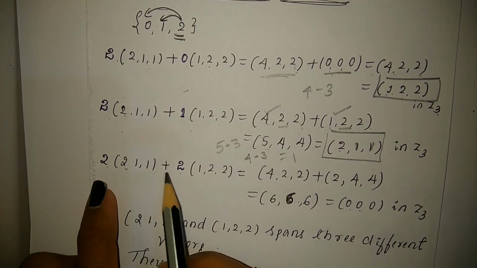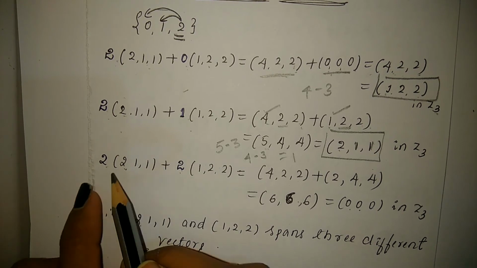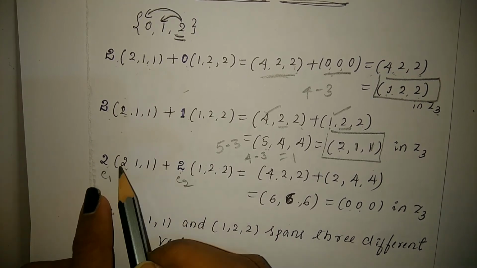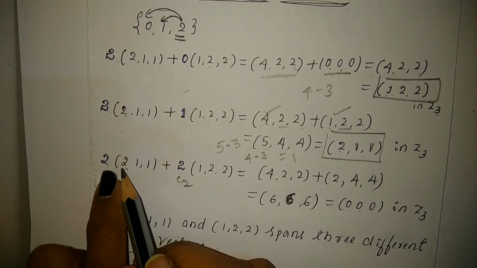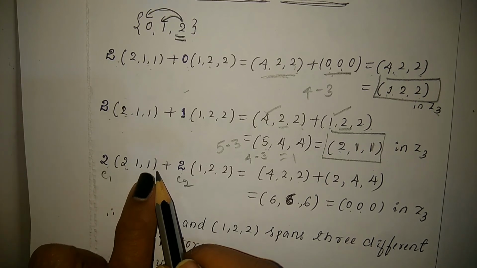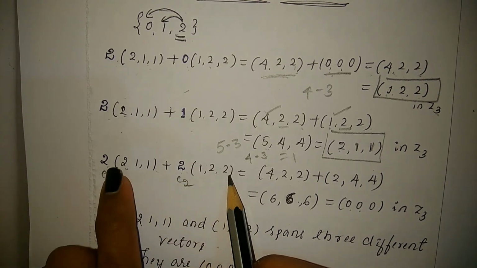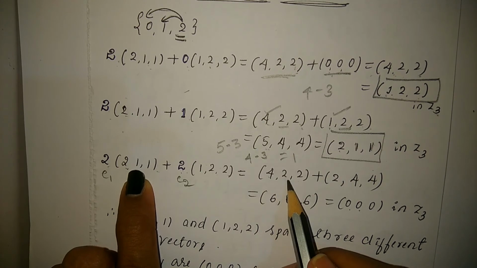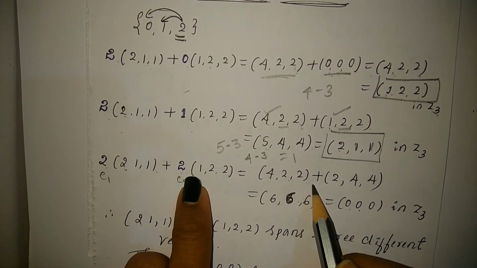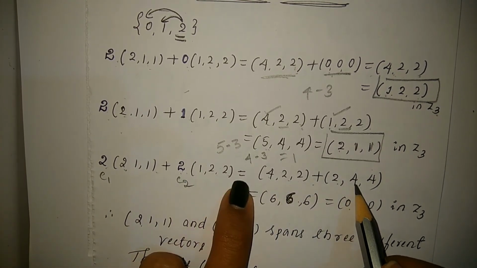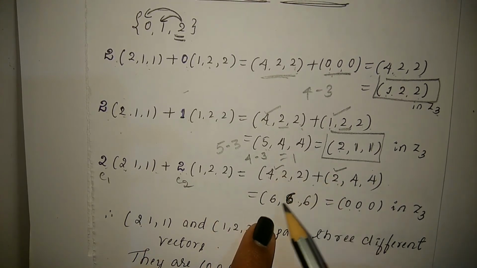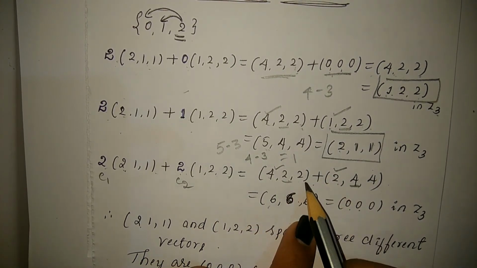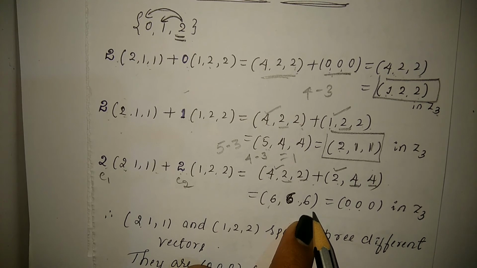2 with 2. Last case. So C1 and C2, for the scalars, I am choosing 2 and 2. So now 2 into 2, 1, 1 plus 2 into 1, 2, 2. So 2 twos are 4, 2 ones are 2, 2 ones are 2. Next, 2 ones are 2, 2 twos are 4, 2 twos are 4. If I add 4 plus 2, 6, 2 plus 4, 6, last, 2 plus 4 is also 6.